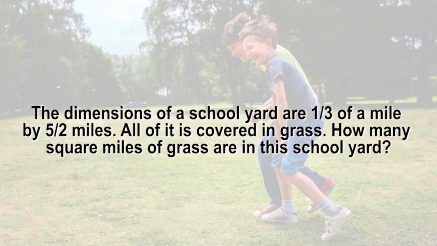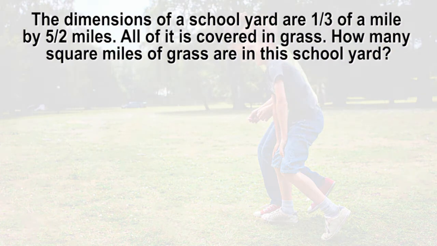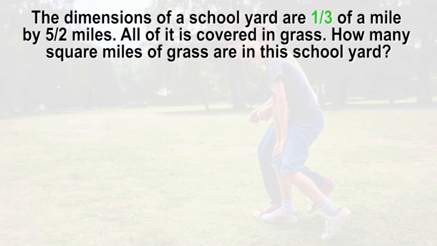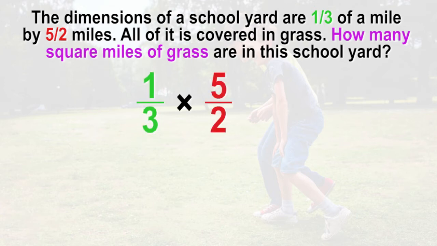In the next example, the dimensions of a schoolyard are 1/3 of a mile by 5/2 miles. All of it is covered in grass. How many square miles of grass are in this schoolyard? The area dimensions of the schoolyard are 1/3 mile by 5/2 miles. The equation is 1/3 times 5/2 equals 5/6 square miles.